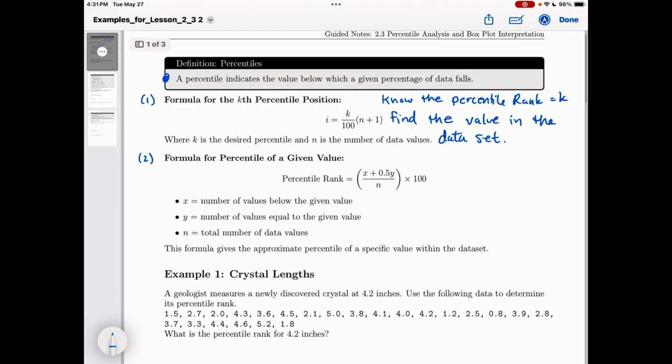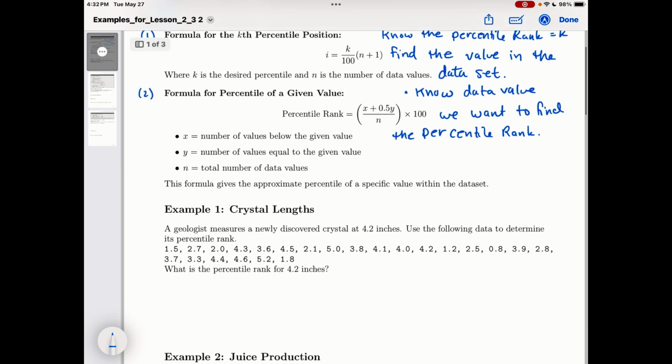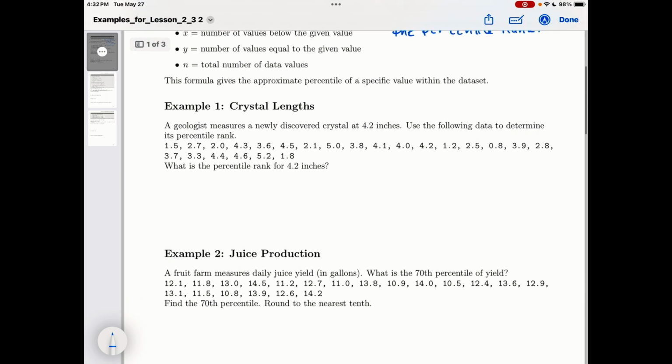Okay, now for the second formula, this is when we know the data value, and we want to find the percentile rank. That's formula 2. All right, so I'm going to walk through some examples here that will show you how to use each of these formulas.